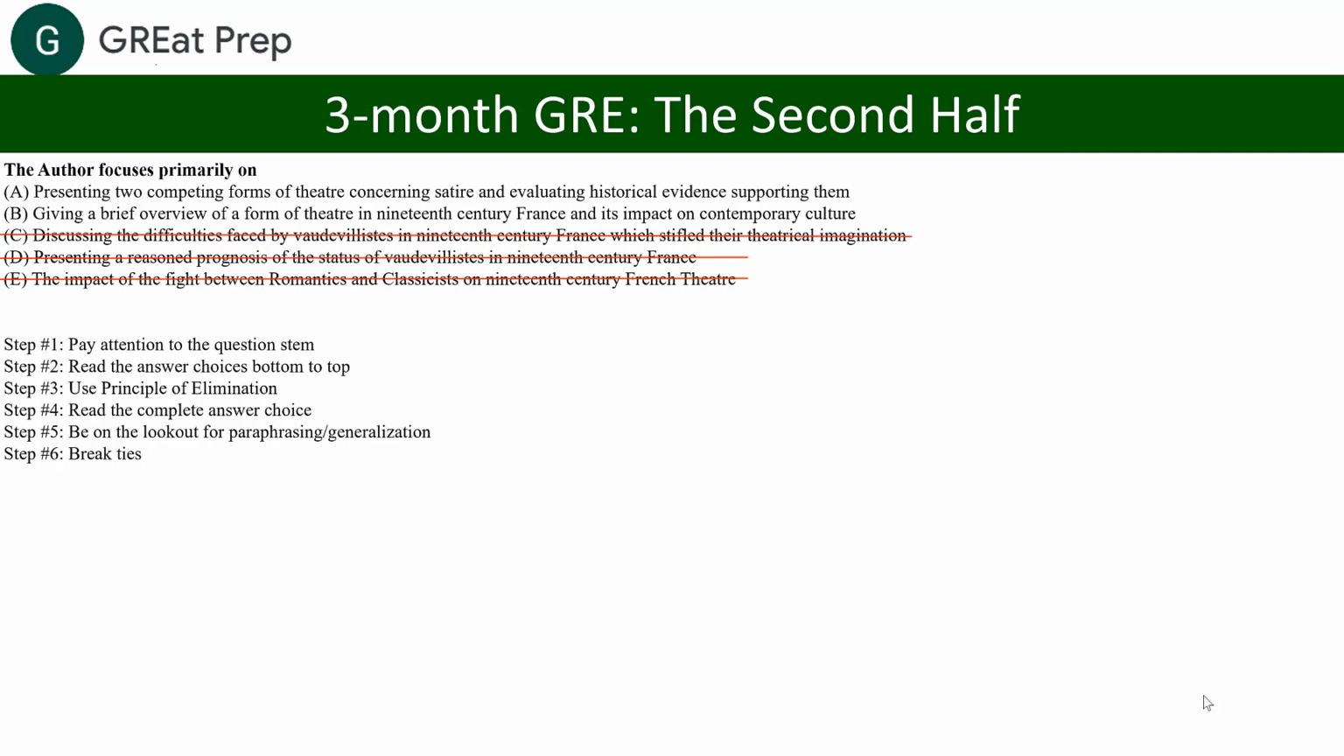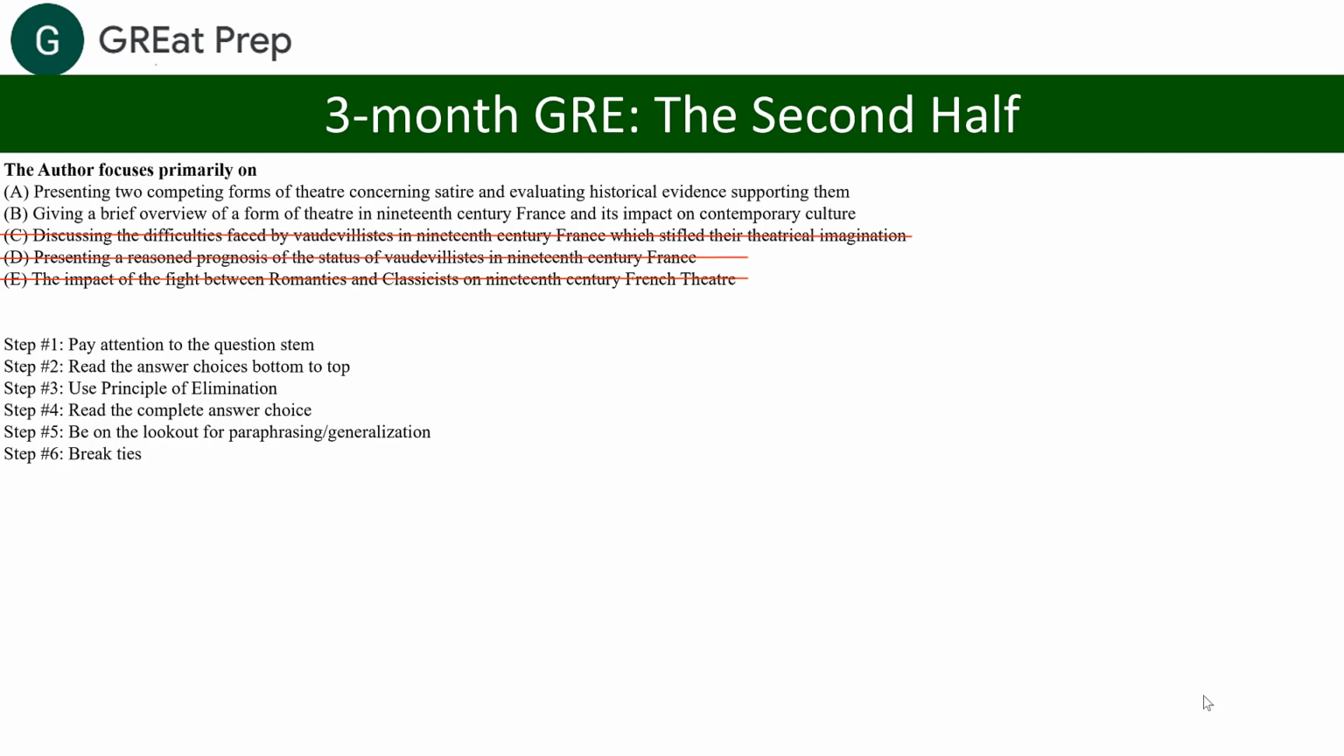So I will say, at this point, you're pretty sure that the answer is going to be alternative B, but I do not recommend that you stop. Because you've gone through E to B, you've eliminated E, D, C, you think B is the right answer, but you still want to complete it. You want to go to choice A and read it completely, right? So let's read alternative A, presenting two competing forms of theater concerning satire, and now the second half, right? Evaluating historical evidence supporting them.